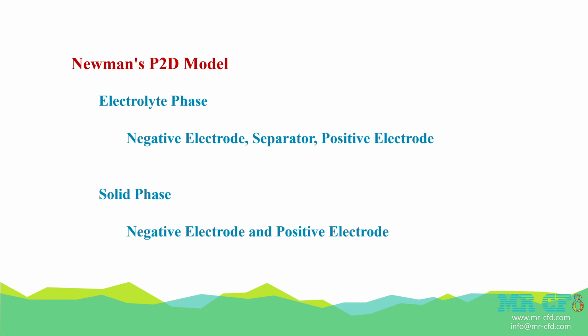As a result, there are two phases in the lithium-ion battery construction: the electrolyte phase for the lithium ions transfer in the negative electrode, separator, and positive electrode, and the solid phase for the electric current transfer in the solid grids only in the positive electrode and negative electrode.